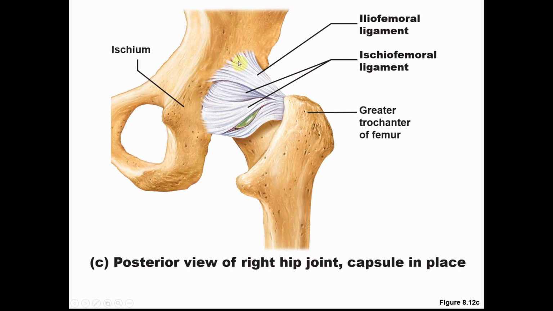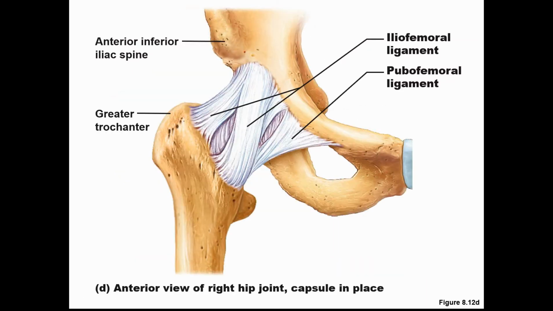You can see here's our iliofemoral ligament between the ilium and the femur, and here is our ischiofemoral ligament. On the anterior side, we've got our iliofemoral, and then here's the pubofemoral ligament.